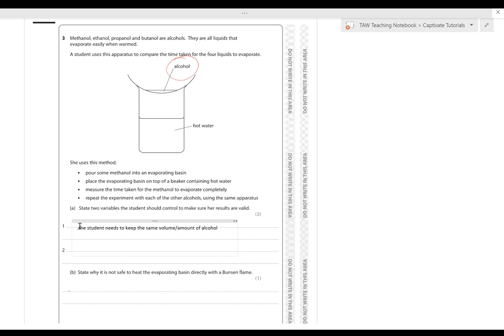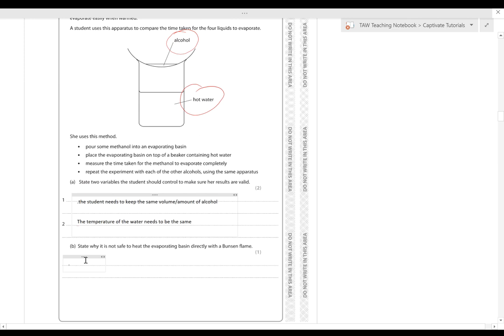And secondly, the second factor would be the heat of this water. So the temperature of that needs to stay the same as well. So secondly, temperature of the water needs to be the same. So there are the two things to keep the same.